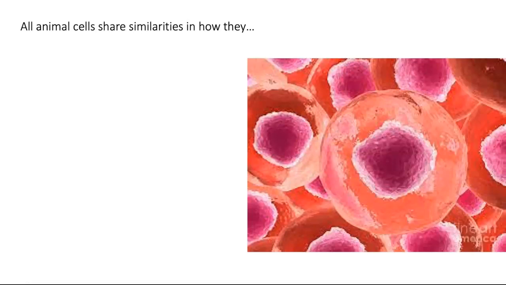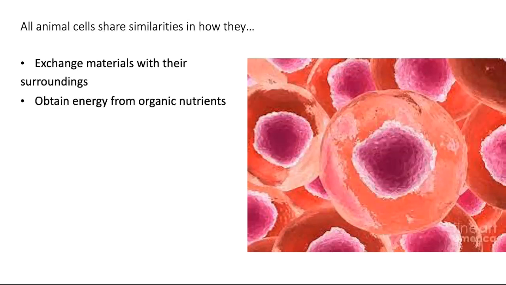One of them is that they have to be able to exchange material with their surroundings, right? They have to be able to get rid of their waste products and also bring in products that they need for normal cell functions. Another similarity is that they have to bring in molecules to perform normal cell functions, and that requires energy, right? So they're constantly obtaining energy from organic nutrients.